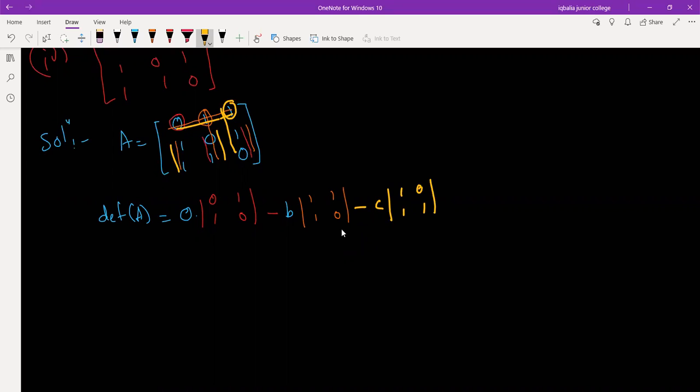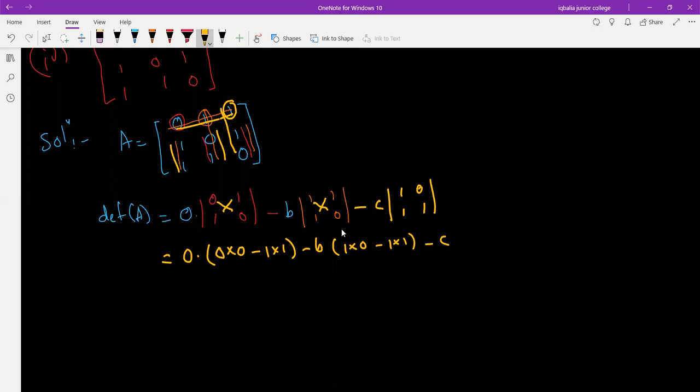Girls, understood this step? How I found determinant A? I used the first row's three elements and multiplied each element with its cofactor. Now, if I have a 2 by 2 matrix, I know how to solve this. So here, 0 into 0, we have to multiply in a cross way, minus 1 into 1 minus b. Here this will be 1 into 0 minus 1 into 1, and here c.